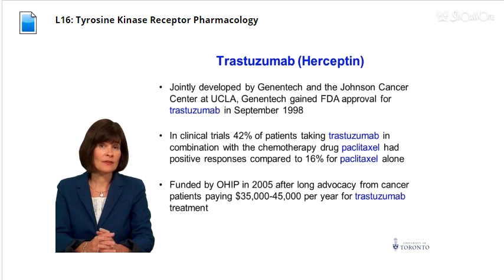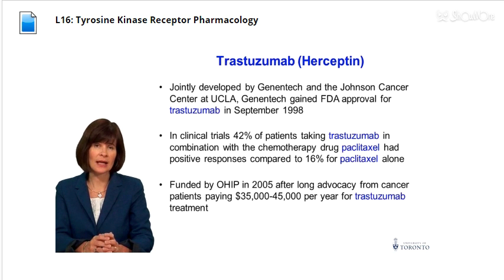Treatment with Herceptin is very expensive, costing between 35,000 and 45,000 Canadian dollars per year for one patient. It took considerable lobbying of the government on the part of patients to get coverage of this drug under the provincial healthcare programs in Canada, but its use is now covered in most provinces in Canada.